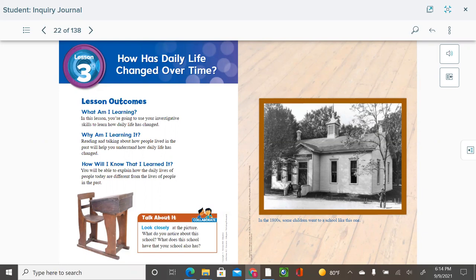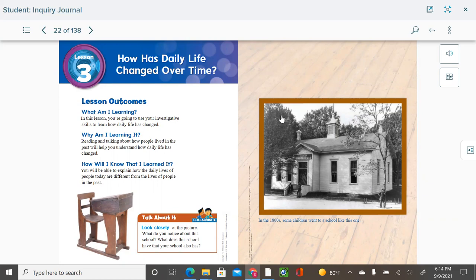We start on chapter one today, Long Ago and Today, and today is lesson number three. How has daily life changed over time? All right, open your book, page 22. What are we gonna learn for this lesson? We're gonna understand how daily life has changed over time. And then we're gonna find the difference between daily lives of people in the past and in the present.